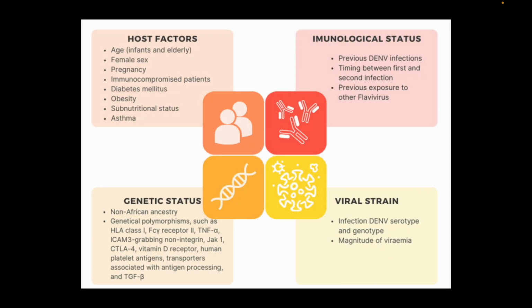Now, here is a summary of all the factors. First is the host factor that we have seen here as the age, the female sex, pregnancy, immunocompromised patients, patients with comorbidities. The immune status, that is previous infections, timing between the two infections, and previous exposure to other flaviviridae. The virus strain can also affect. Finally, the genetic status of the patient can also affect the disease severity.